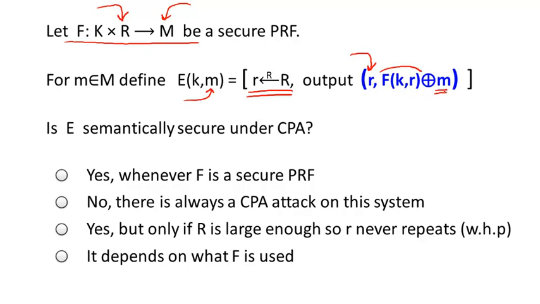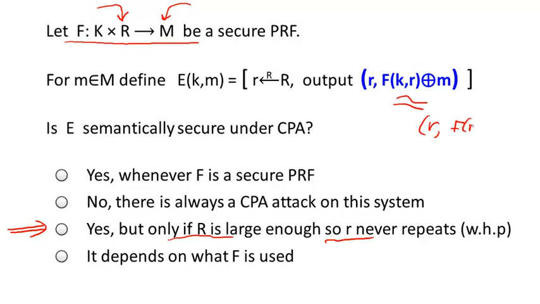And my question to you is: is this encryption system semantically secure under a chosen plaintext attack? So the correct answer is yes, but only if the nonce space R is large enough so that little r never repeats with very, very high probability. And let's quickly argue why that's true. So first of all, because f is a secure pseudo-random function, we might as well replace it with a truly random function. In other words, this is indistinguishable from the case where we encrypt the message M using a truly random function little f evaluated at the point r and then XORed with M.